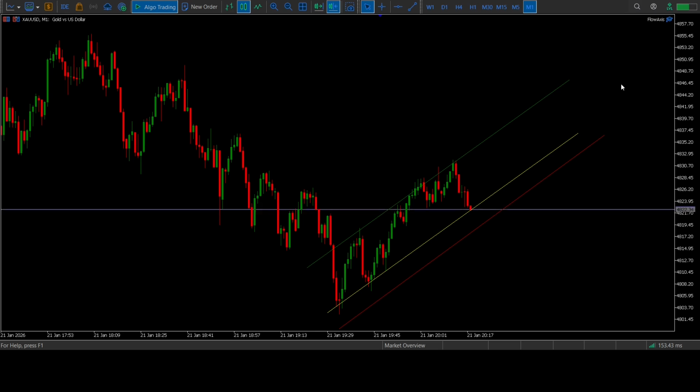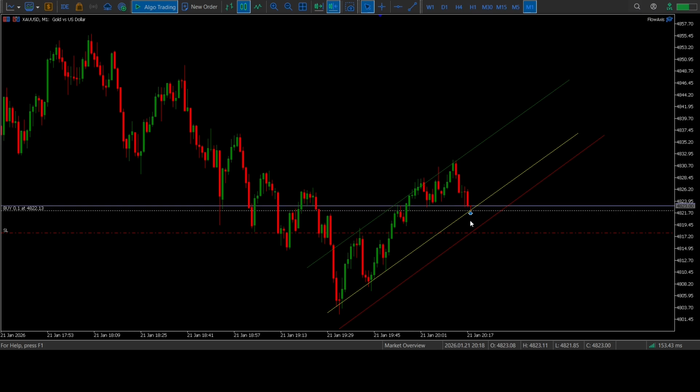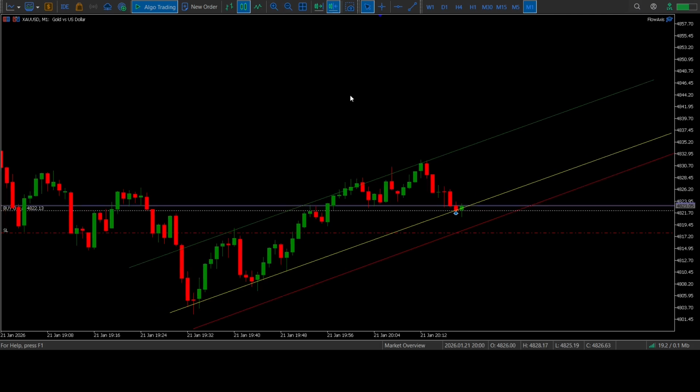In this example, a buy setup is prepared. The yellow line defines the entry point. The red trend line defines the stop-loss level. As soon as the trade is activated, the stop-loss is placed automatically, vertically aligned with the red line. This ensures risk is defined immediately without manual adjustment.